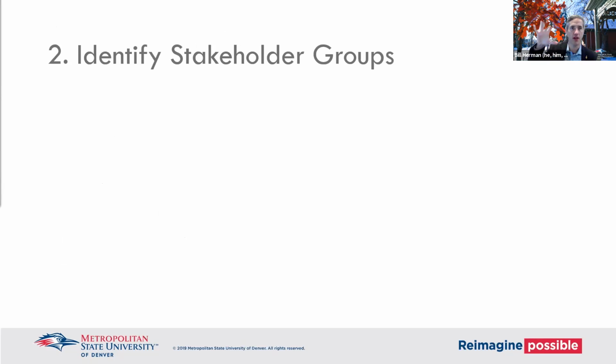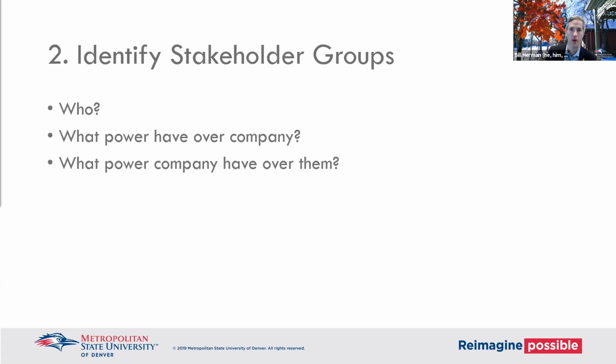Okay, so that's step one, identify your corporate culture. Step two is identify stakeholder groups. Again, this is core for the semester. We're going to cover this a lot. So don't worry too much about this, but it should be relatively straightforward what we mean here. Who are your stakeholders? What power do they have over your company? And what power does your company have over them?